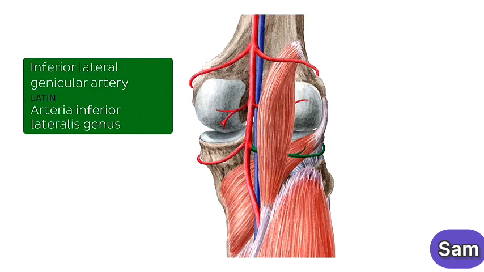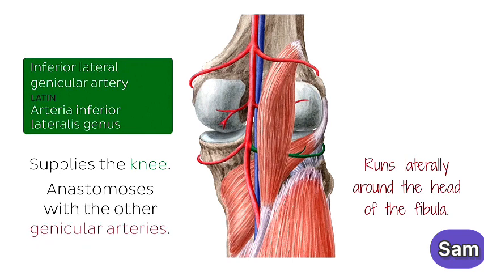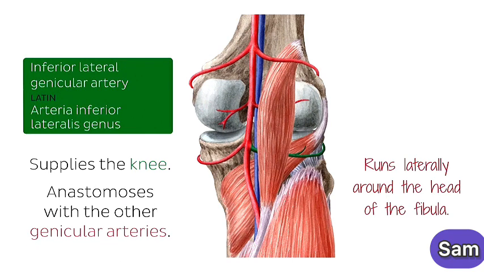This one runs laterally around the head of the fibula towards the anterior side of the knee joint, supplying the knee, like the other genicular arteries. Don't forget the genu means knee. The branches of this artery are going to form anastomoses with the other genicular arteries as well.